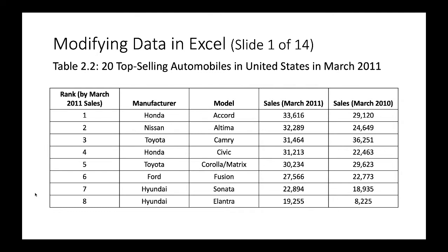We are hoping to first show how to sort, such as sorting the top selling cars in March 2010, and then we're going to show how to filter data. For example, if we want to only show Toyota cars. And lastly, we want to show how to use conditional formatting to format the data so it's easy to identify, and we may be able to display some data bars as well.